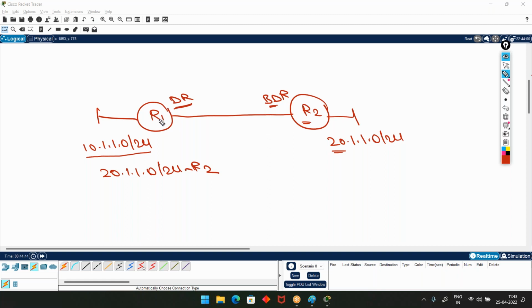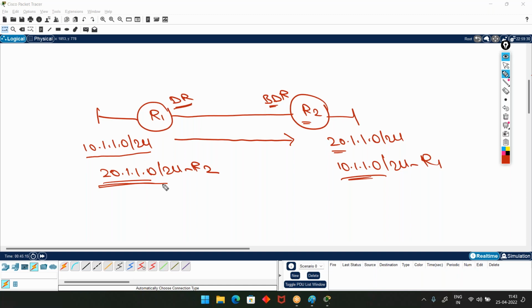That means R1 will also share the database to the BDR as well. So R2 reaches this 10.1.1.0/24 via the R1 router. Now tell me, can these two communicate? R2 can communicate to this 10.1.1.0. Yes. R1 can communicate to this 21.1.0. Yes, they can communicate with each other this time.